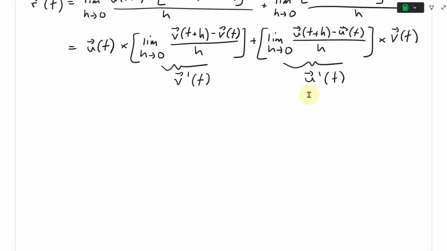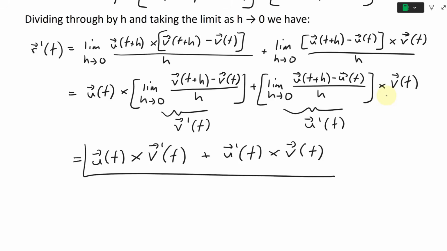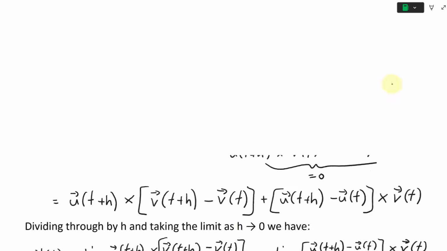So then this equals, well, look what we have. We get u of t cross v prime of t, and then plus u prime of t, and it doesn't matter which order in terms of the addition, cross v of t. So there it is. This is exactly the same setup as going back up here.